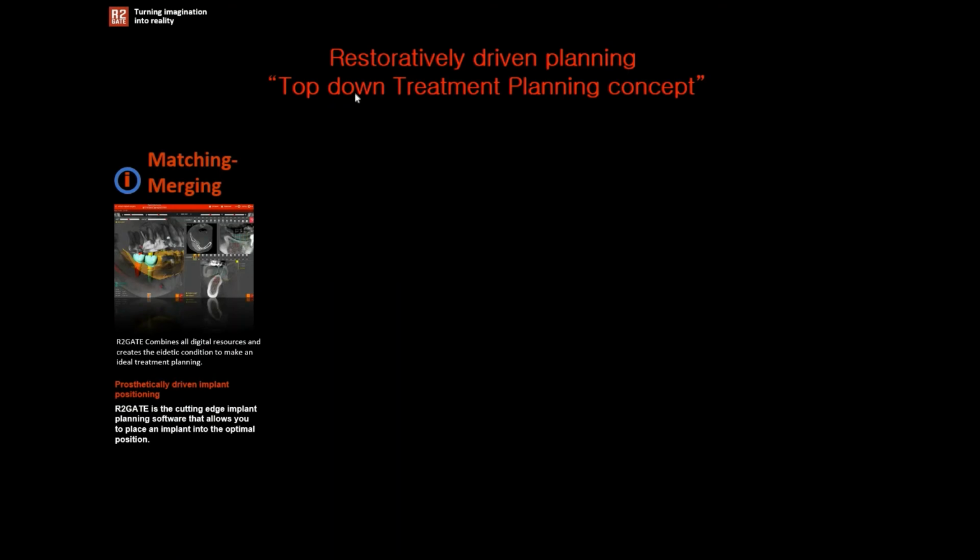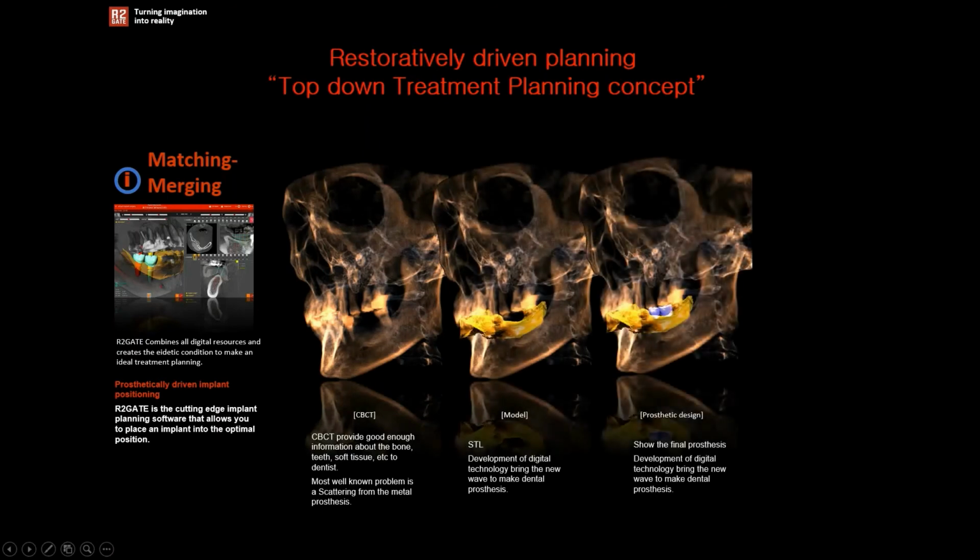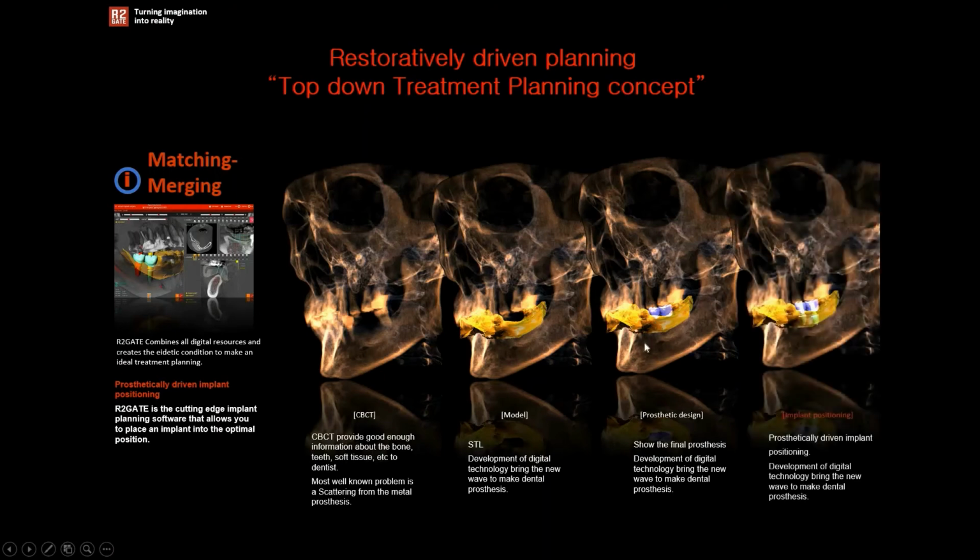What we do is what we call the top-down treatment planning concept. Number one, we go with merging. We get the CBCT, we match that to the model, and then we design the prosthetics. So we always plan the prosthetics before we place the implant. This is a fully digital wax-up, and then based on the position of the teeth and the digital wax-up, the final step will be to treatment plan the implants. Again, this is what we call restoratively driven planning. Remember what we said at the beginning, guided prosthetics is the key.